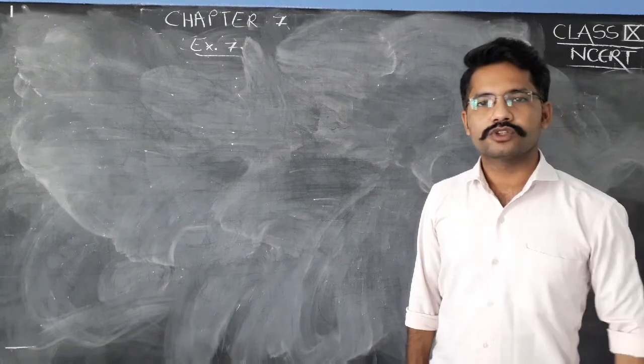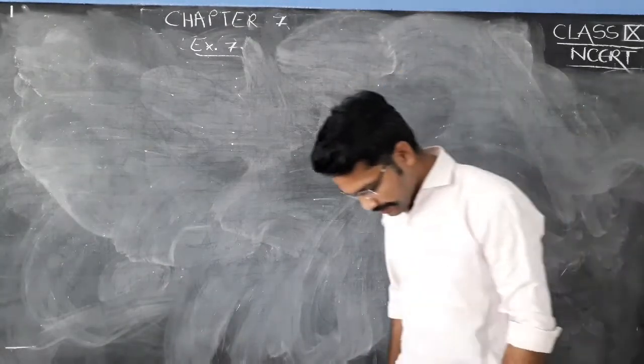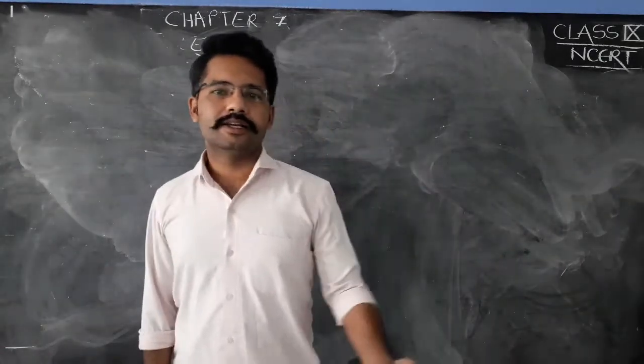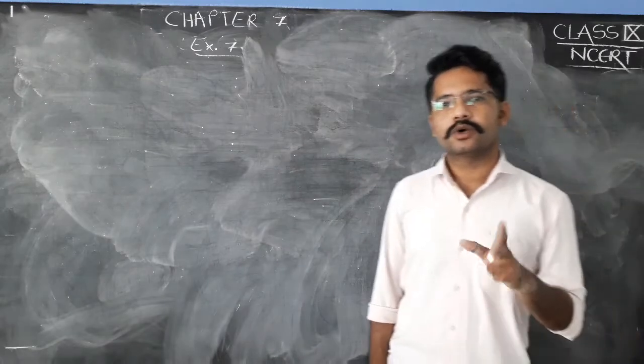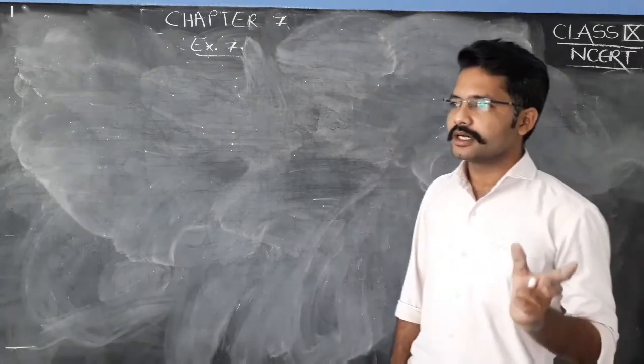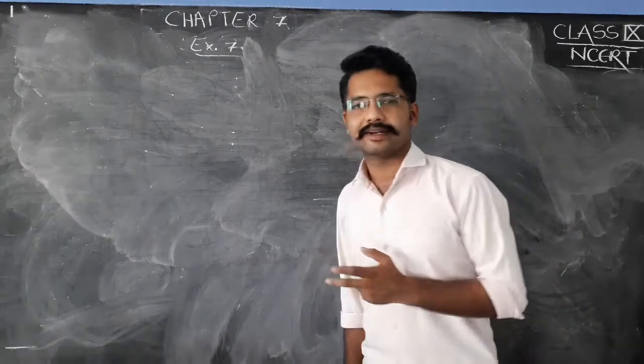Today onwards we are going to start from chapter number 7. Chapter number 7 is the triangle. In earlier classes we might have learned about triangle. Triangle is a closed figure, or we can say closed polygon, that is made up of only line segments. Okay, 3 line segments it contains.